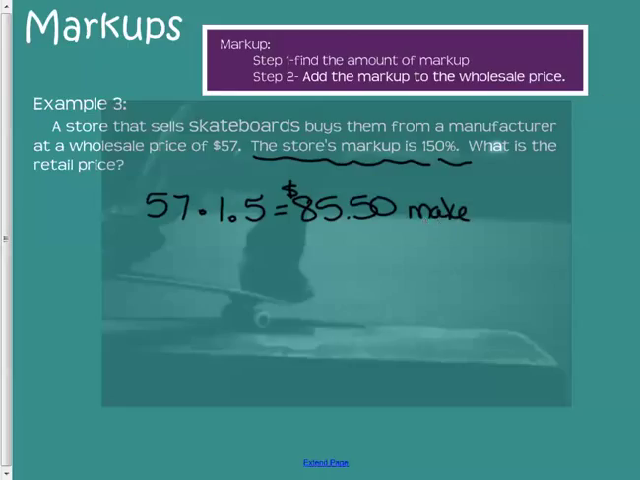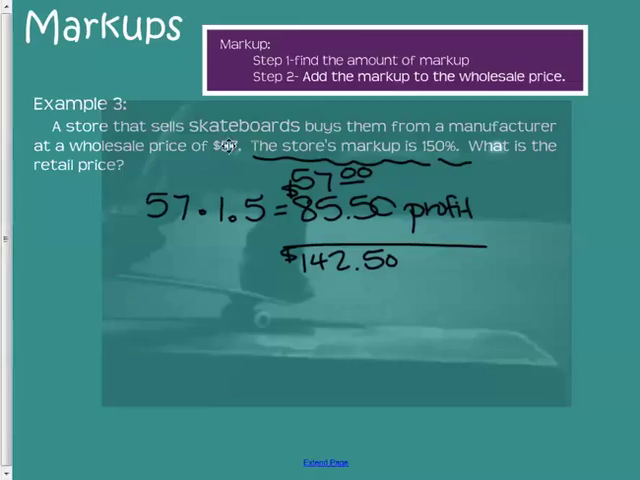So this is their profit, right? When we use that word, we know that's how much they're making. So we have to add that to the original wholesale price of $57, which we get $142.50. So they're going to sell this for $142.50.